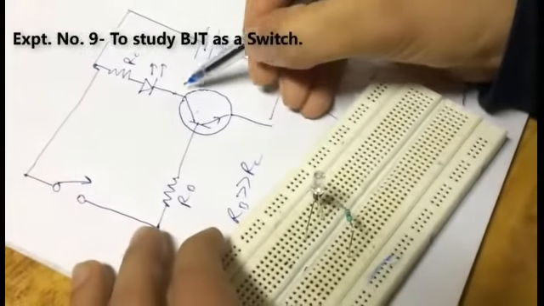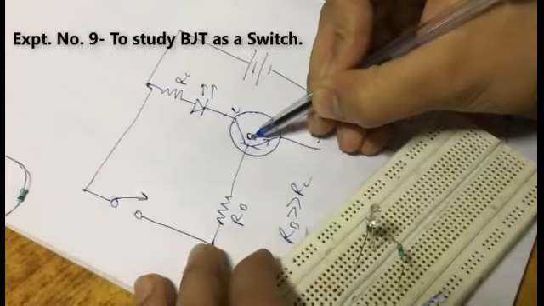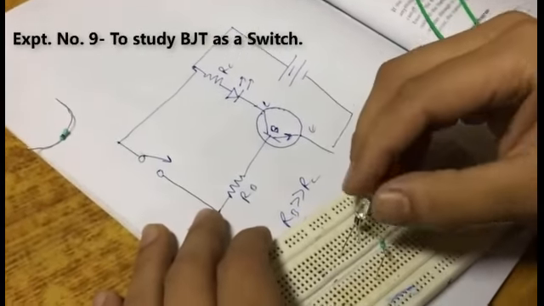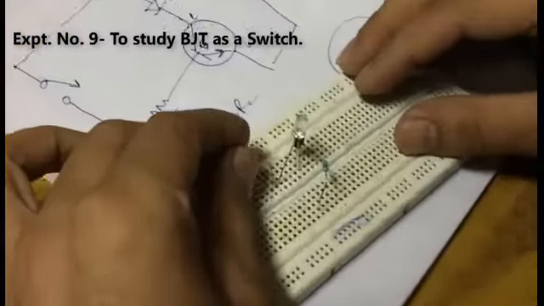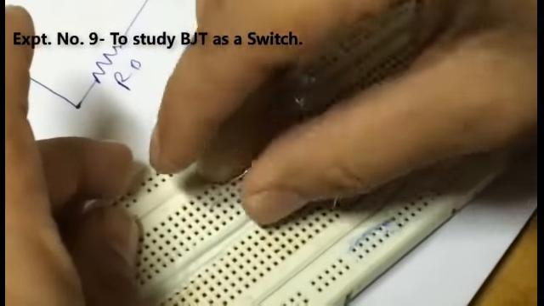You see, this one is the collector. This one is the base. This one is the emitter. The emitter shows the direction, meaning the one with an arrow is your emitter terminal. Now it's connected. Now another one is one resistance. So the resistance is also with the LED.